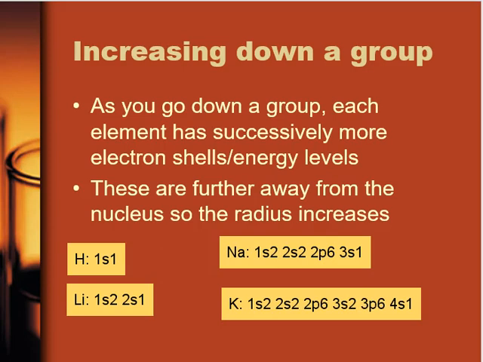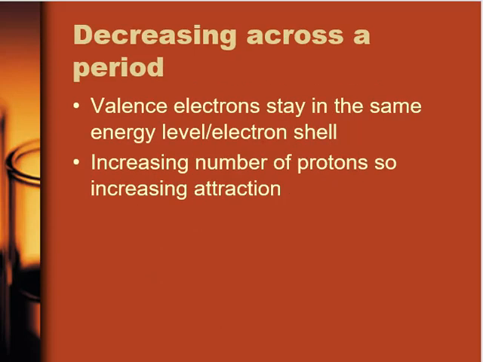Now a different kind of process is happening when we consider what's happening as we go across a period. So let me show you what happens there. If we consider the trend that as you go from left to right across the period, the radius decreases, the reason for that is because the valence electrons are staying in the same energy level. But the number of protons in the nucleus is increasing, which increases the attraction between the valence electrons and the nucleus, therefore reducing the radius. So let me show you what I mean by that.